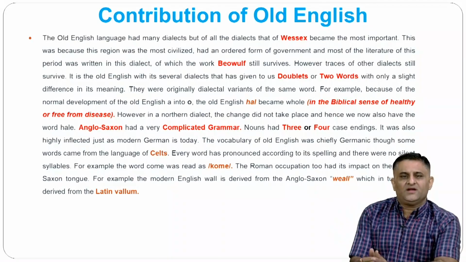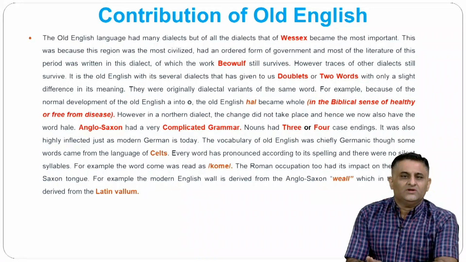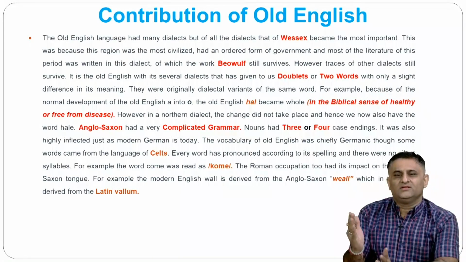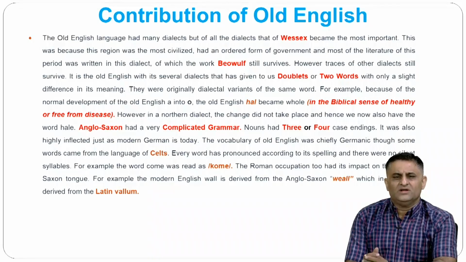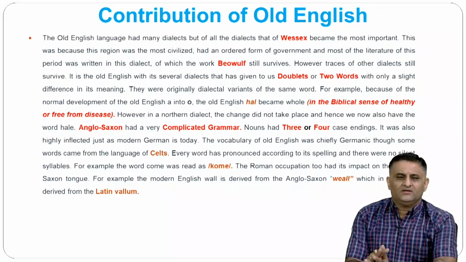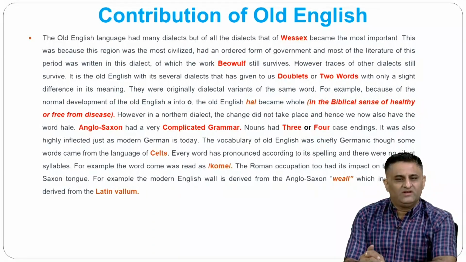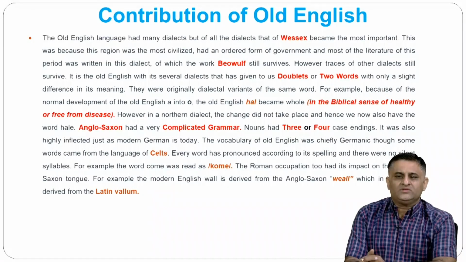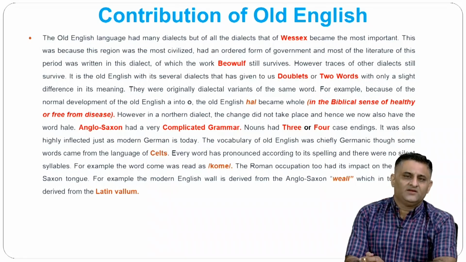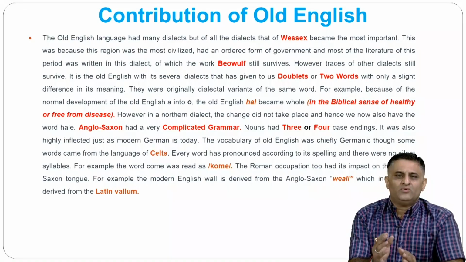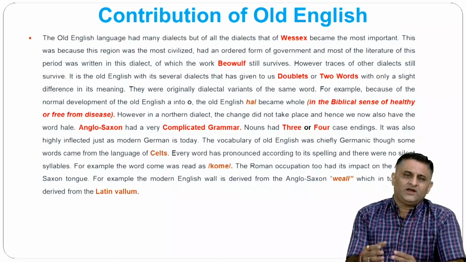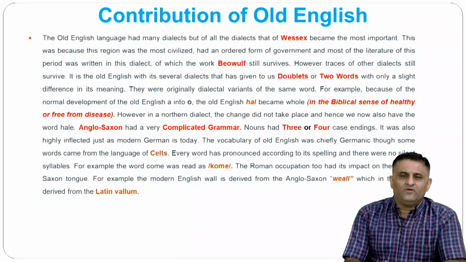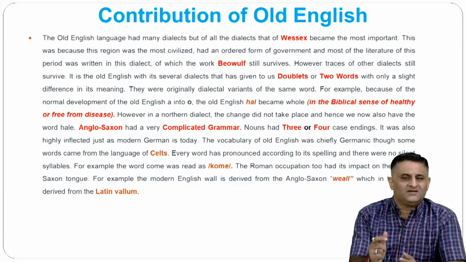Before we go to the next line, I would like to convey one more message: why Wessex became the most important and most popular language and dialect. There are three main reasons. The first is that the region was most civilized, having a well-mannered and honored form of government, and the most literature of this period was written in this dialect. So during this time period, the most adopted dialect was Wessex, and the most popular work, Beowulf, was written in the same dialect. That is the main reason as well.